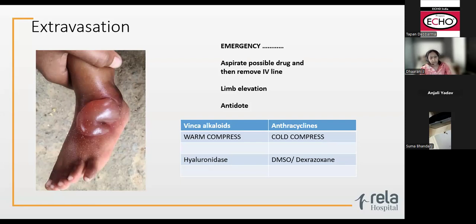Elevate the limb. Keep a warm compress for Vinca alkaloids or a cold compress for doxorubicin, daunorubicin, and a specific antidote has to be given immediately so that we are able to reduce the tissue damage. So warm compress for Vinca alkaloids and cold compress for the others. You can remember V and W are close in the alphabet, so vincristine, warm compress. And doxorubicin, C and D are close to each other, so doxorubicin extravasation will get a cold compress. So this is again important.